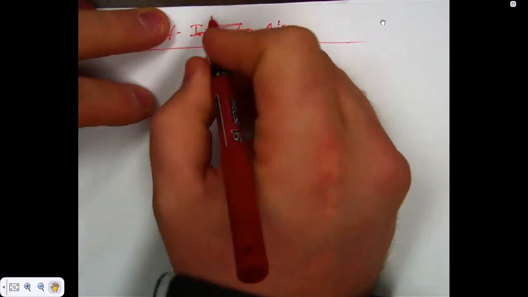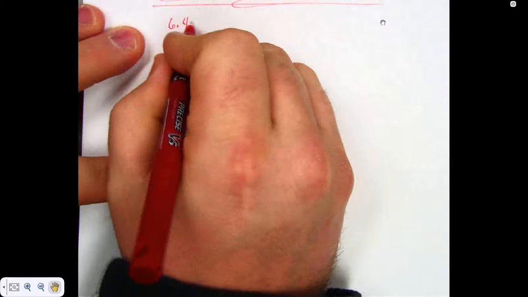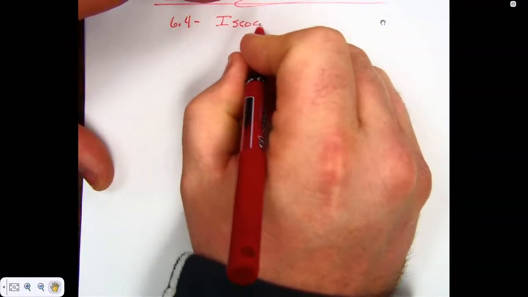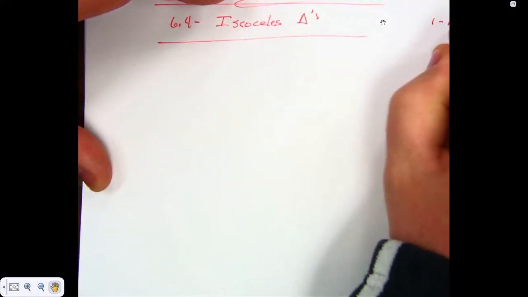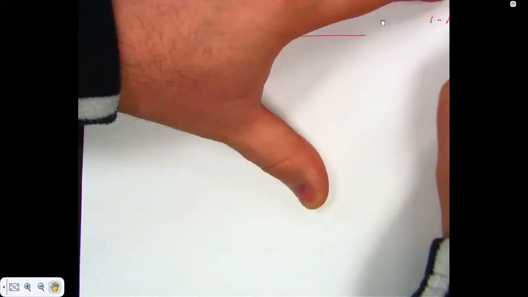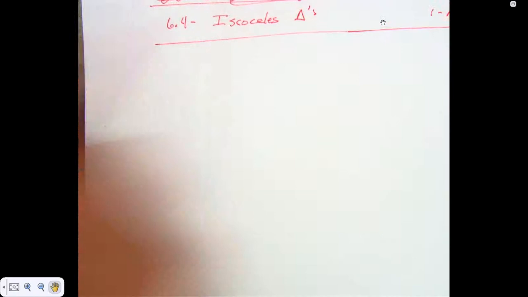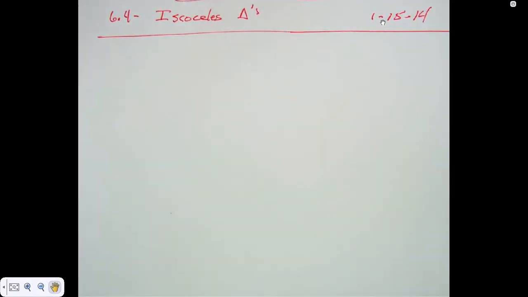I spelled that wrong. Okay. What we're going to talk about is some properties inside of isosceles triangles.